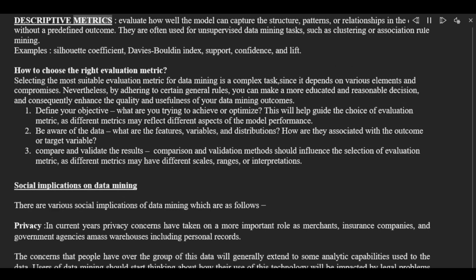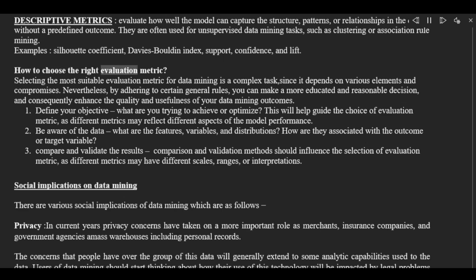Descriptive metrics evaluate how well the model can capture the structure, patterns, or relationships in the data, without a predefined outcome. They are often used for unsupervised data mining tasks, such as clustering or association rule mining. Examples: silhouette coefficient, Davies-Bouldin index, support, confidence, and lift.